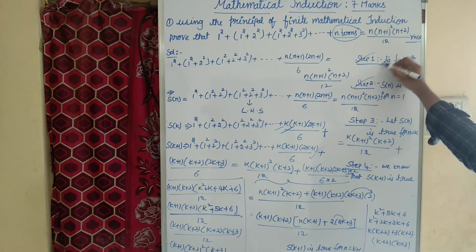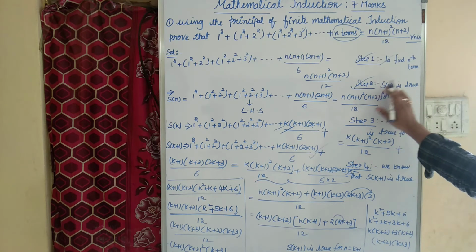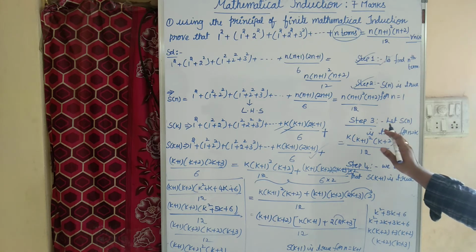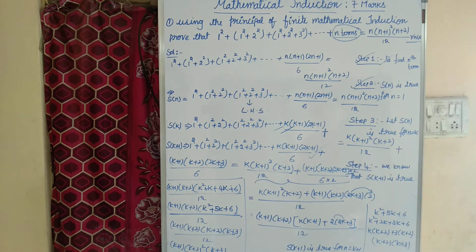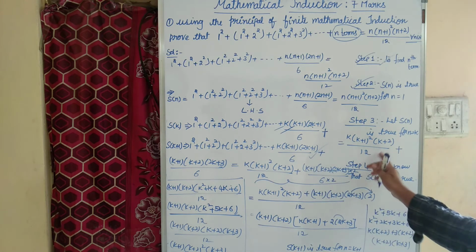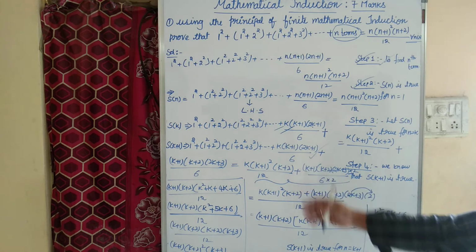Step 1, we need to find the nth term. Step 2, we need to show S of n is true for n equal to 1. Step 3, we need to prove that S of n is true for n equal to k. And step 4, we show that S of k plus 1 is true. Okay, let me explain once again what we are doing here. In the place of k we substituted k plus 1, and that we are adding on both sides. So from this step you have to do it carefully.